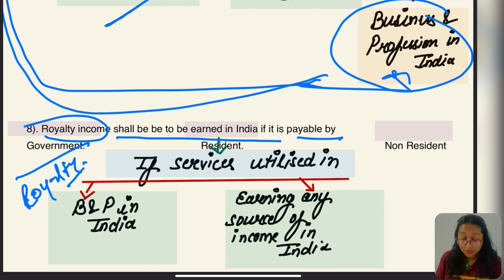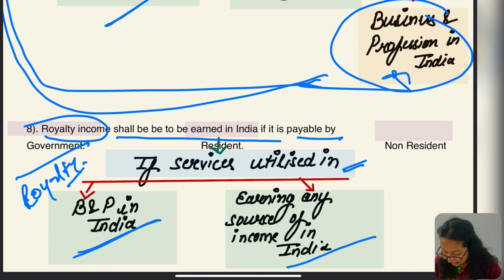But what about the resident? If the royalty is utilized in business and profession in India, or earning any source of income in India. Earlier we were talking about the interest income, now we are talking about royalty, and we have to know the meaning of royalty now. We'll know in this point.